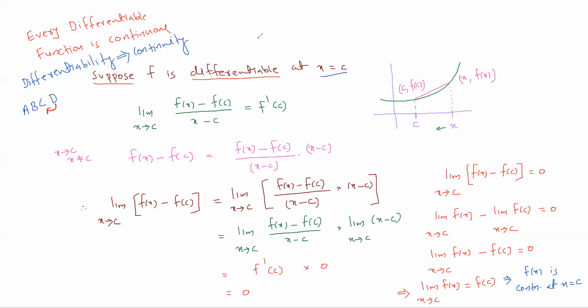So this is a relation between differentiability and continuity. If a function is differentiable, it is continuous. Every differentiable function is continuous. Now we will see about the reverse: if it is continuous, is it differentiable? Let us see one example.